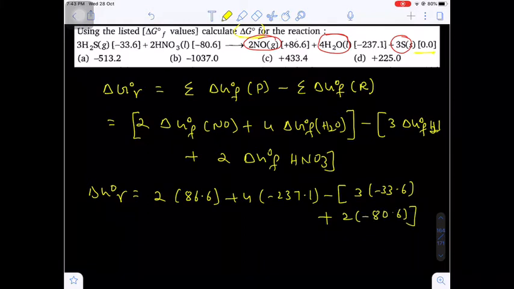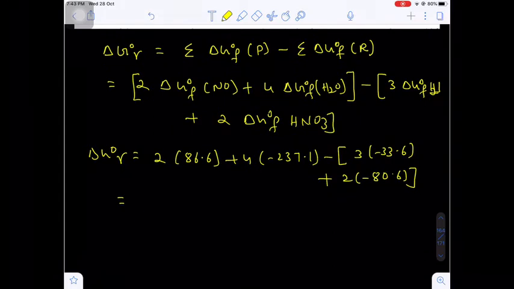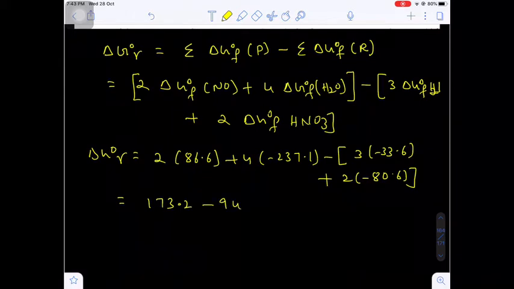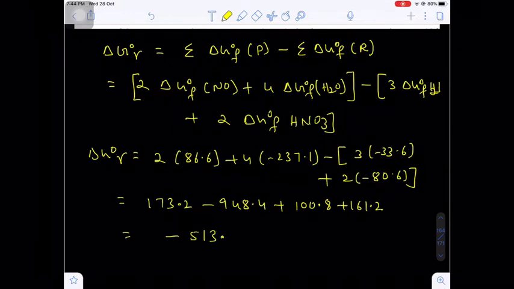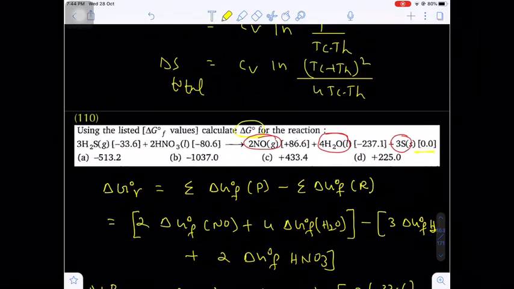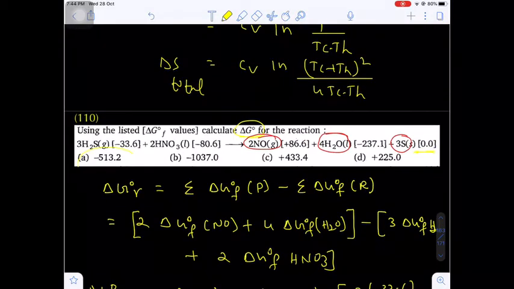Are you getting my point? So after simplification, you will get 173.2 minus 948.4 minus of minus 100.8 plus 161.2, the minus of minus gives the plus value. And the final answer will be minus 513.2. Minus 513.2, that will be the first option. That will be the first option. Are you getting my point?